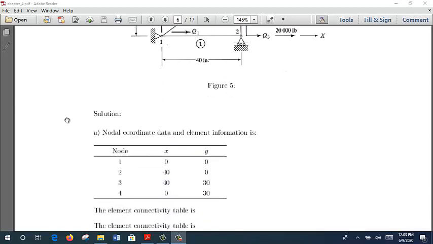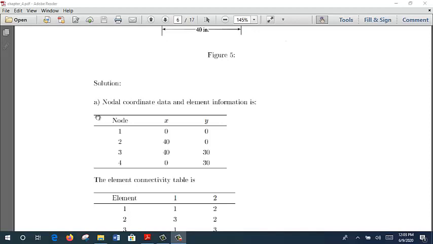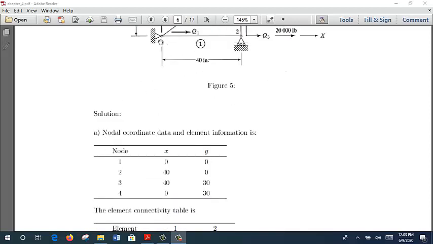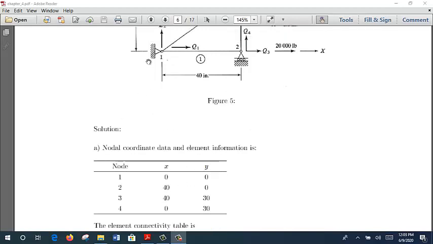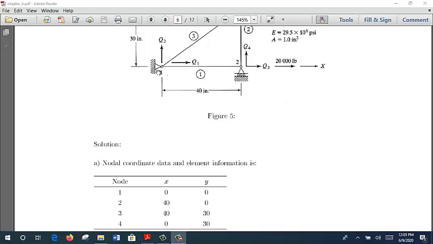Okay, so what you need to do first is understand the nodal coordinate numbers. You need to represent your nodal coordinate data and the element information. So you need to find the length of the bar. Okay, so for example, we go through one by one. Node 1 is 0, 0, so it means that you assume node 1 is your origin, the starting point of your length. So node 1 is equal to 0, 0. That's fine. Node 2 is 40, 0.